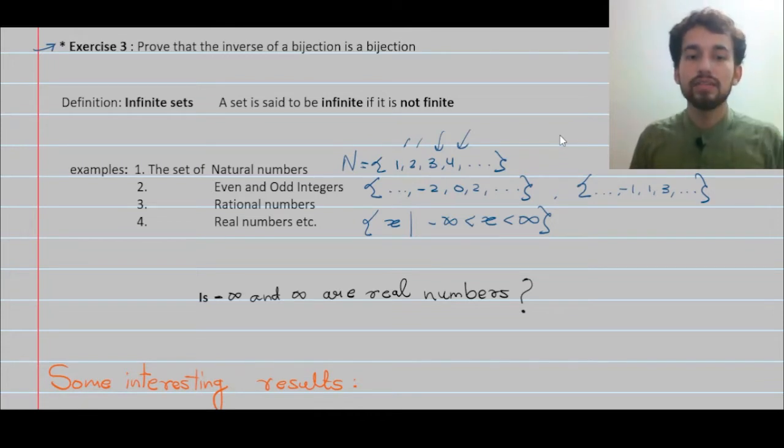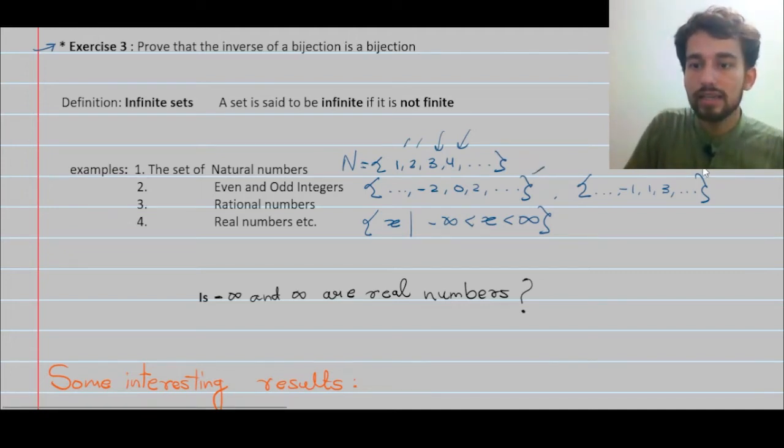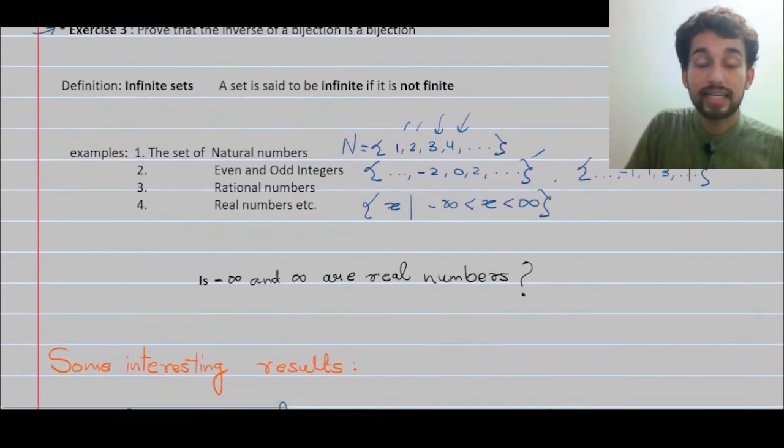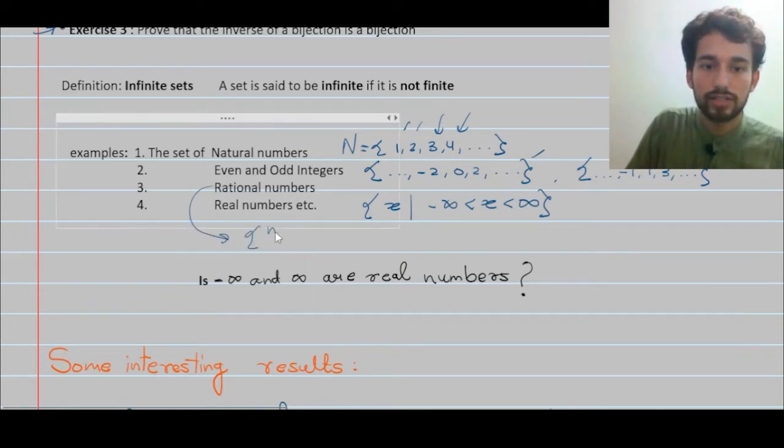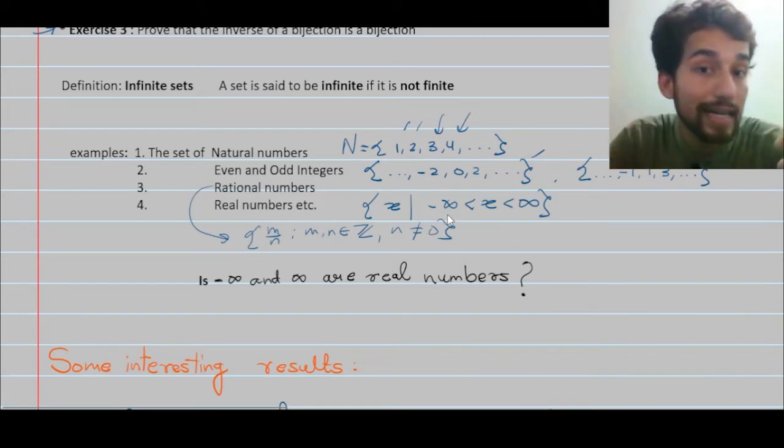The second example is, if you collect all the even integers and all the odd integers, then those two sets will again be infinite. The next set is the set of rational numbers. We have already discussed this. This is the collection of all fractions of the form m by n, where m and n both are integers, but there's a condition that the denominator has to be non-zero. So this set is again an infinite set.